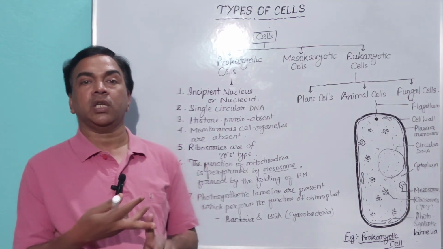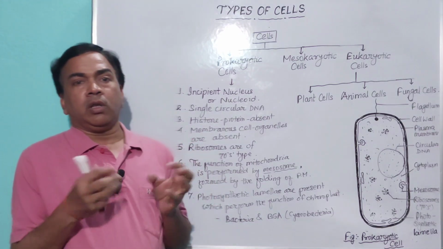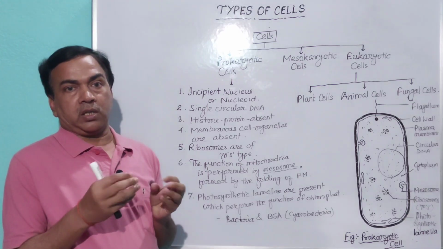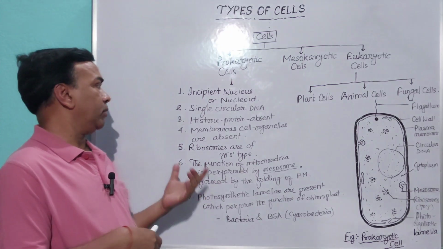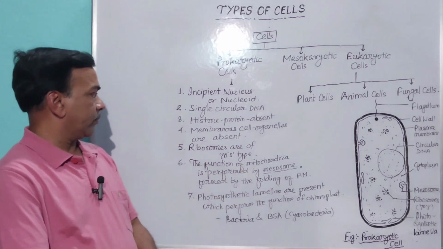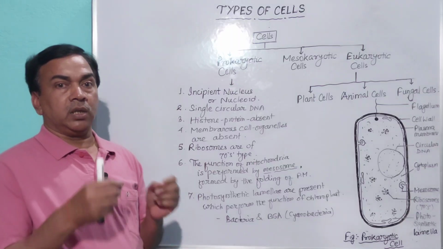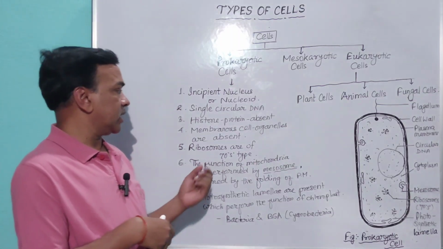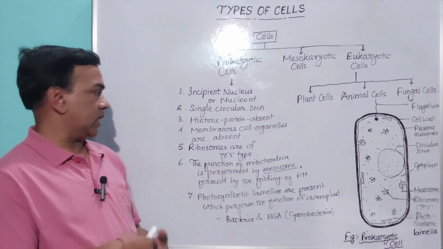The next character is that all the membranous cell organelles are absent in prokaryotic cells: mitochondria, Golgi, ER, lysosome, all the membranous cell organelles. The cell organelles which contain membranes are absent in prokaryotic cells. Ribosomes are present, but the type of ribosome is 70S type.